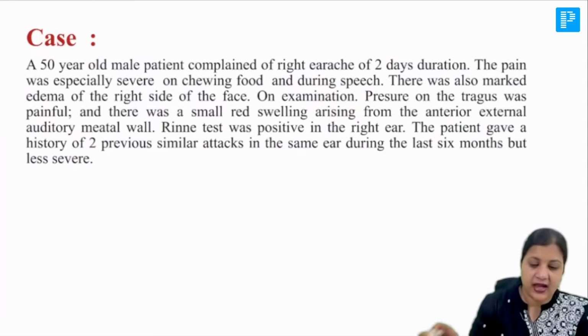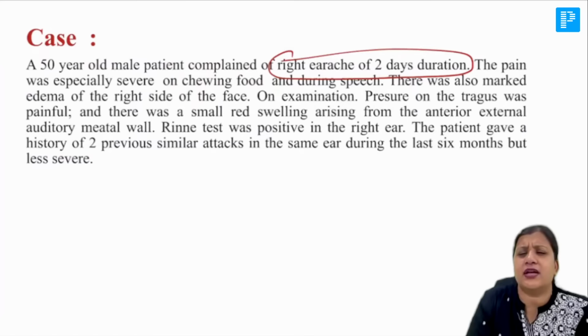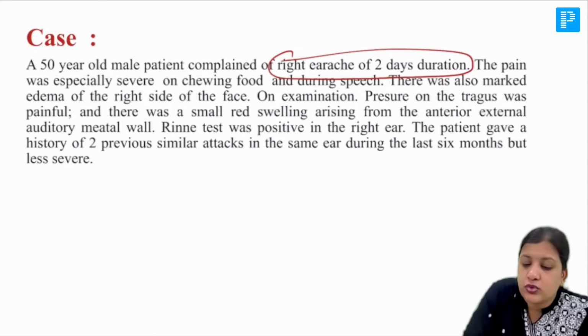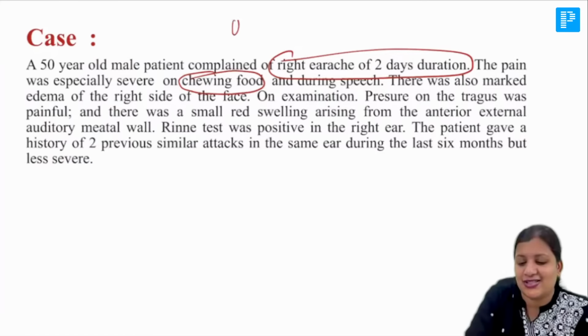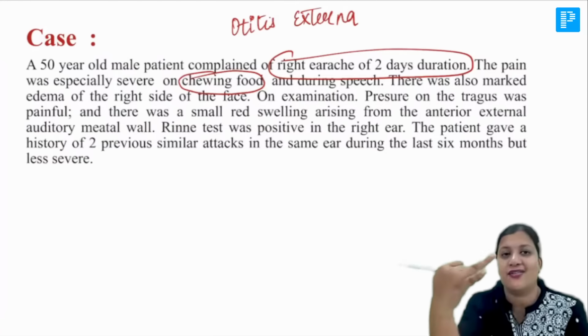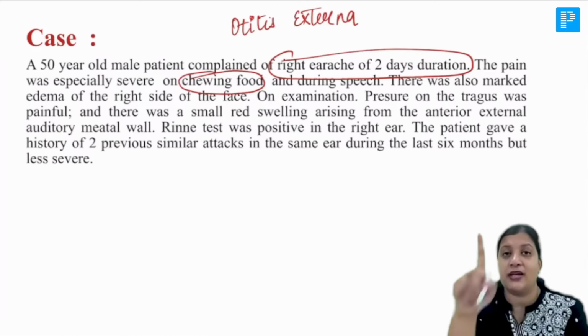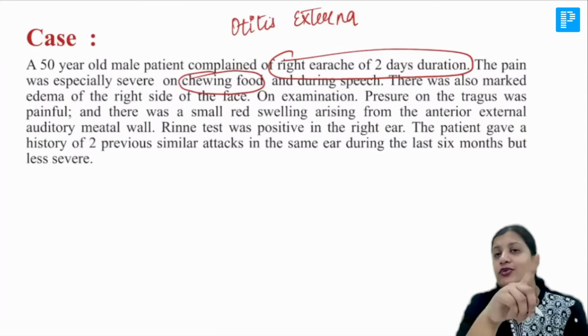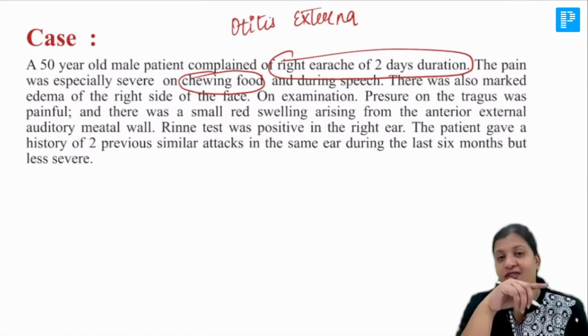Yes. So here we have a 50-year-old patient who is having right earache for 2 days. Only 2 days, acute disease. Pain is severe on chewing the food. Whenever you hear the word chewing the food, you should think about a disease of the external auditory canal, which is otitis externa. Now you need to know, is this localized, is it diffuse, or is it malignant? These are the three differentials which we have to rule out as we go down. Whenever they give you any patient ear pain which increases on chewing the food, you should know your diagnosis is otitis externa. There was marked edema of the right side of the face.